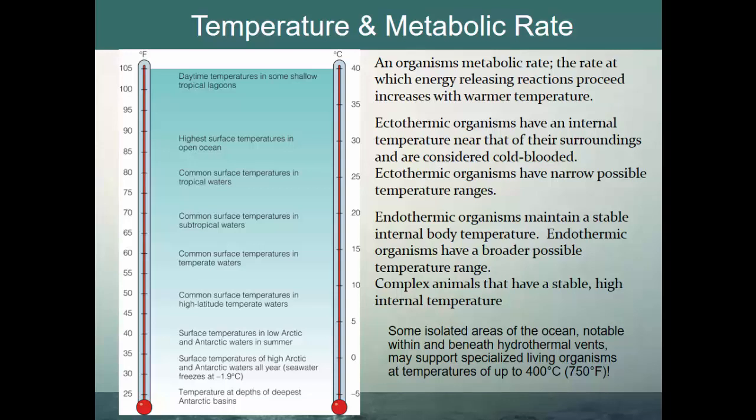Some isolated areas of the ocean around hydrothermal vents may be able to support very specialized living organisms, with temperatures around those hydrothermal vents up to about 750 degrees Fahrenheit. So those extremophiles live in those areas, but most creatures on Earth have to live in a much narrower temperature range. So again, you have very, very warm waters at the top of the ocean and very, very cold waters at the bottom.